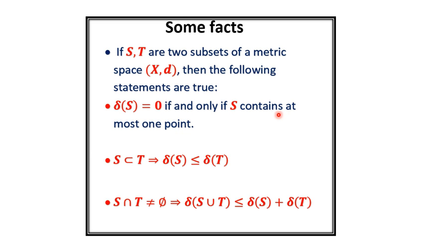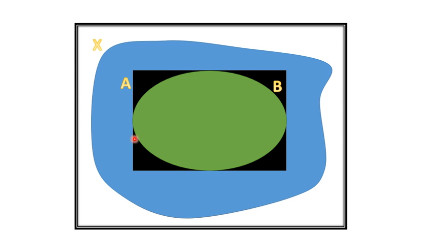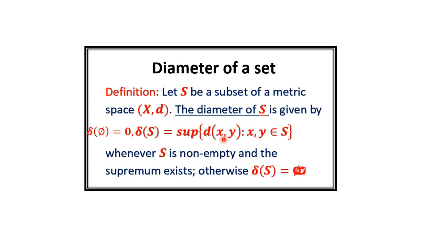And from our previous slide, we saw that that means that the diameter of an empty set should be 0. Now, if S contains just one point, then there is only one point within S. And so if we go to our previous slides, it means that you're always going to have x, x here, and therefore the supremum will be 0.